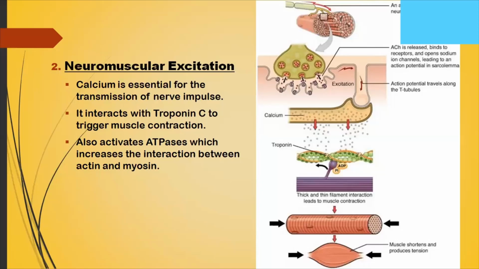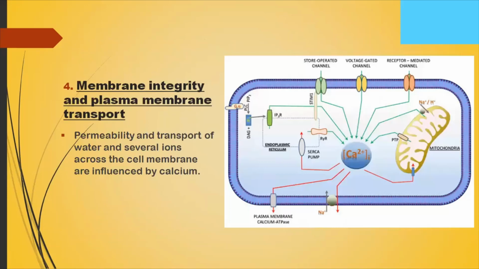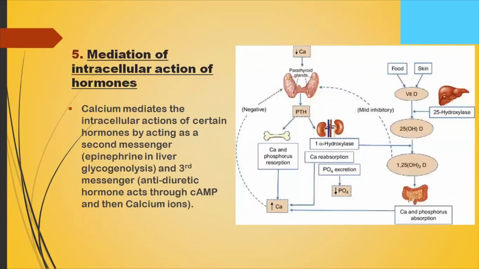As we have said, in the cardiovascular system, calcium is the fourth clotting factor and plays a key role in blood clotting. It is indicated that there is a possible link between high consumption of calcium and lower blood pressure. In case of membrane transport, it is needed. In mediation of intracellular action of hormones also, in glycogenolysis, production of sugar, and also the ADH hormone, it helps.